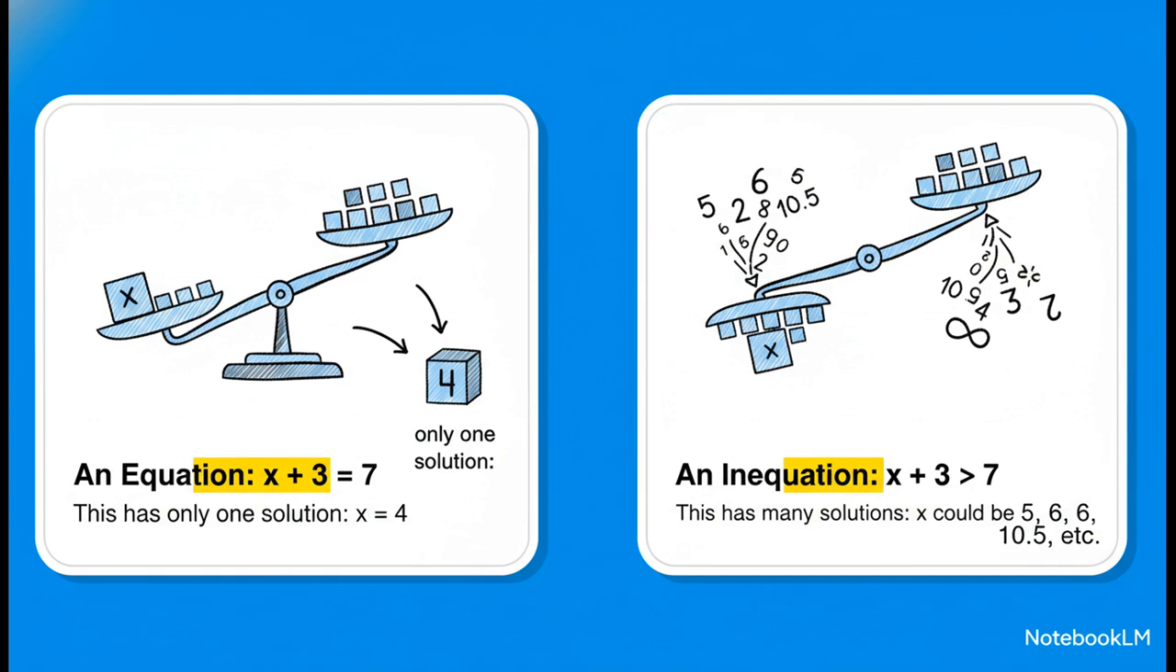But now look to the right at the inequality. This is an unbalanced scale. For x plus 3 to be greater than 7, x could be 5, it could be 6, it could be 10.5, heck, it could be 1,000,000. Any of those will work. So we're not hunting for a single point. We're describing an entire range of possibilities.